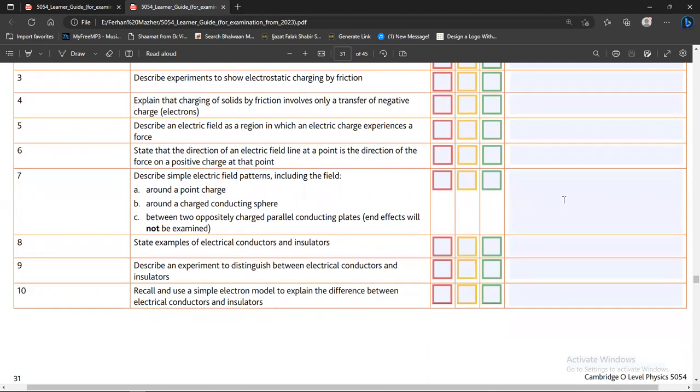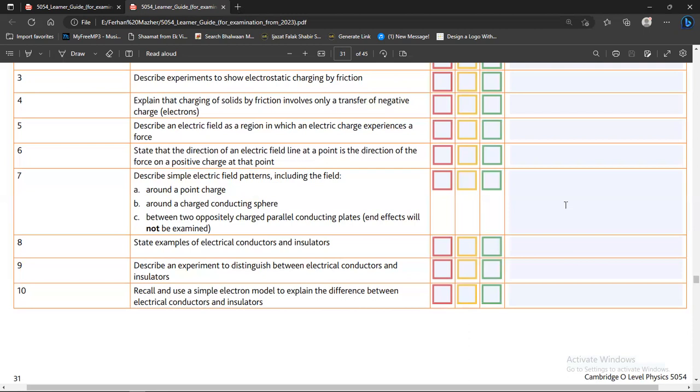Describe an electric field as a region in which an electric charge experiences a force. State that the direction of an electric field line at a point is the direction of the force on a positive charge at that point. Describe simple electric field patterns, including the field around a point charge, around a charged conducting sphere, and between two oppositely charged parallel conducting plates, and edge effects will not be examined.